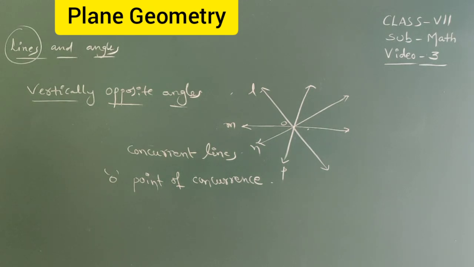Two lines means intersecting lines, and the point of intersection is the common point. More than two lines are called concurrent lines. The point of intersection is called the point of concurrence.